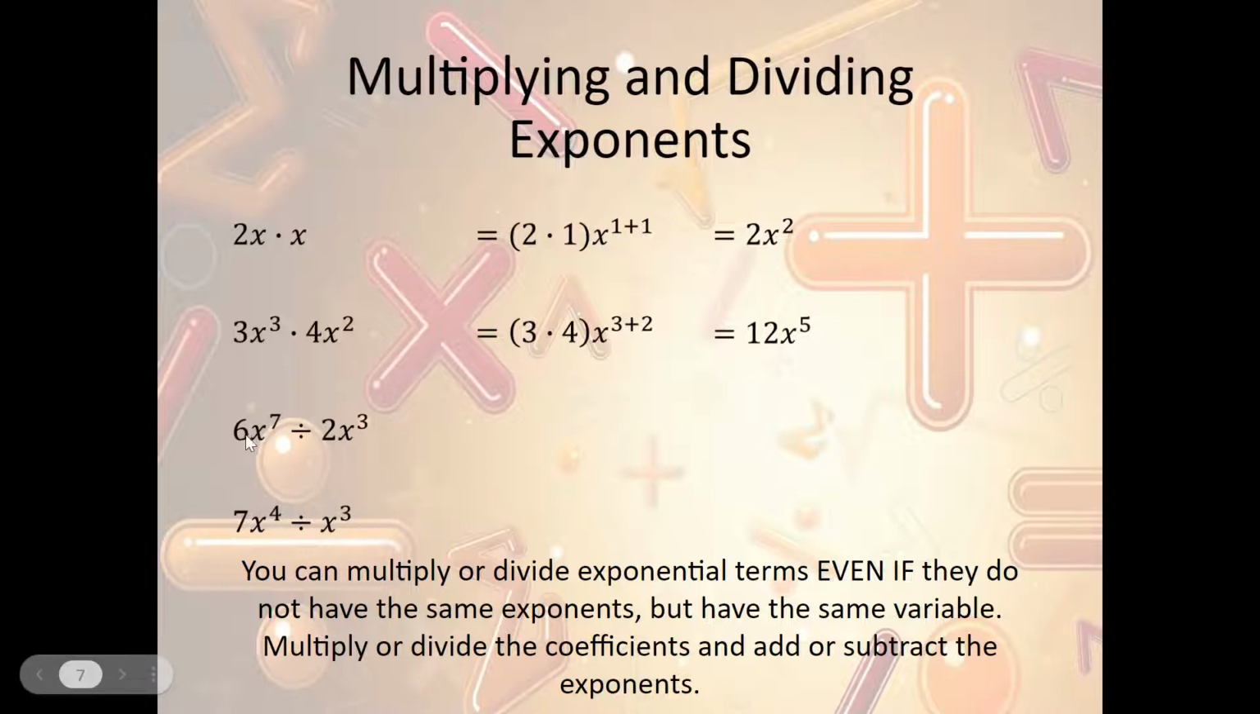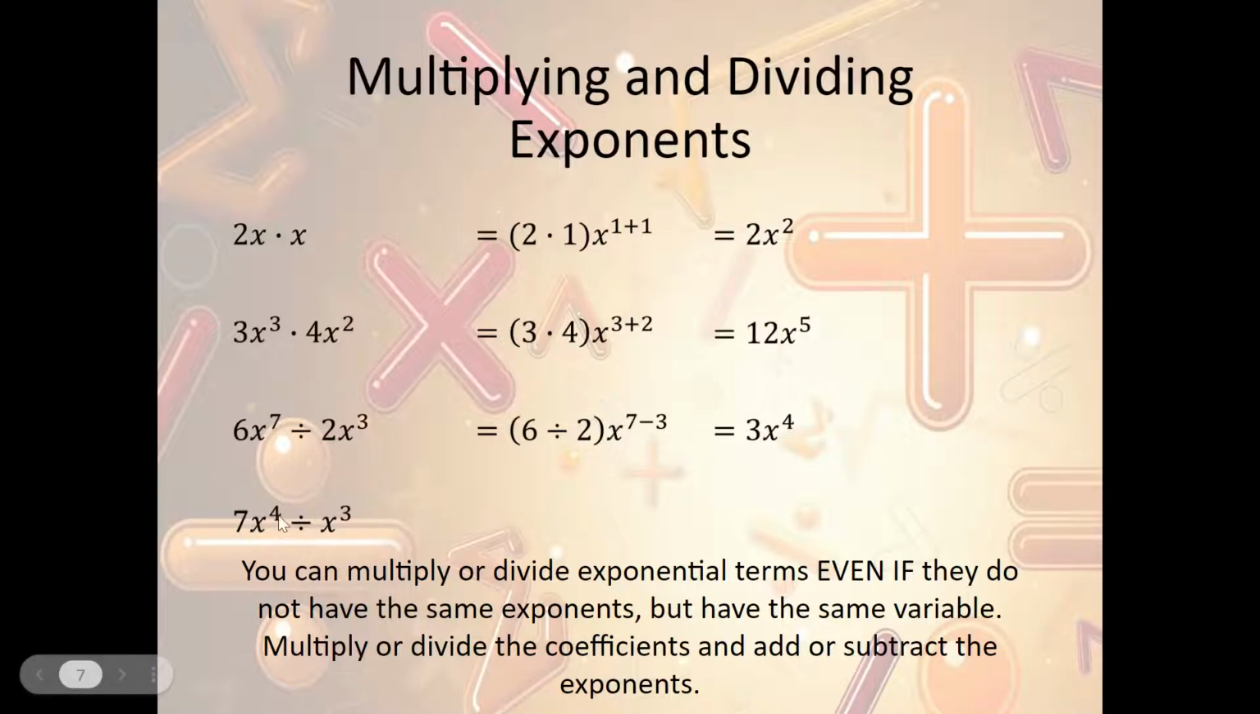So we get 6x to the seventh divided by 2x to the third, so we're going to divide the coefficients, so 6 divided by 2, and then subtract the exponents, so it's x to the 7 minus 3 power. So 6 divided by 2 is 3, and 7 minus 3 is 4, so we get 3x to the fourth.